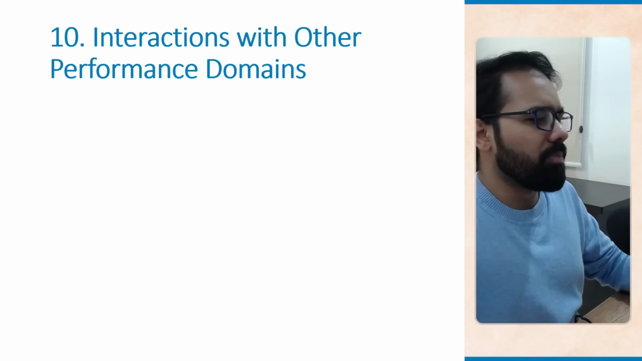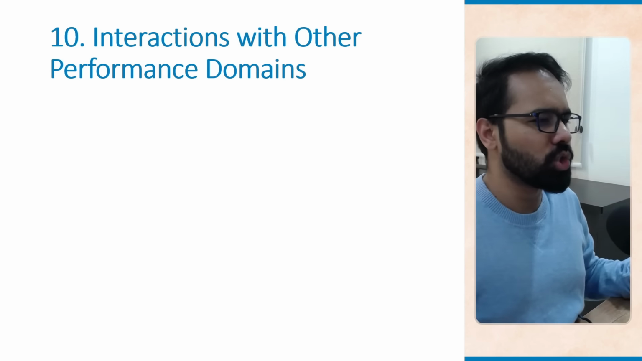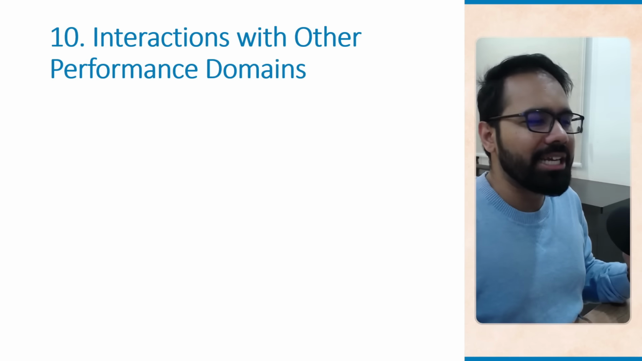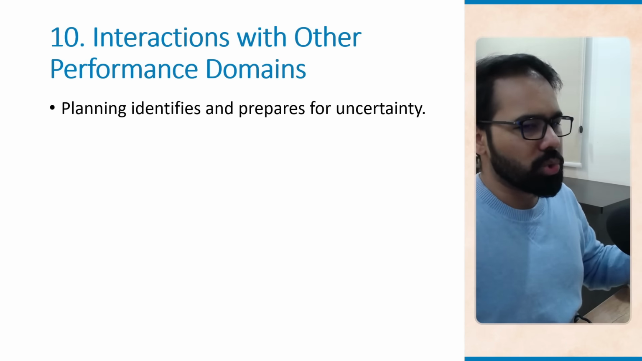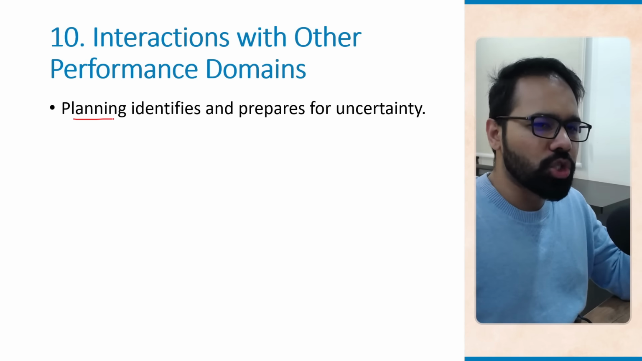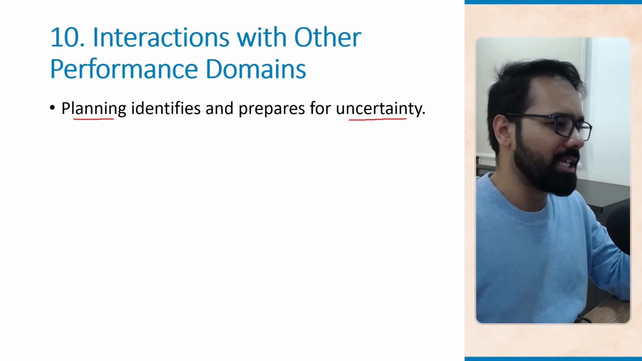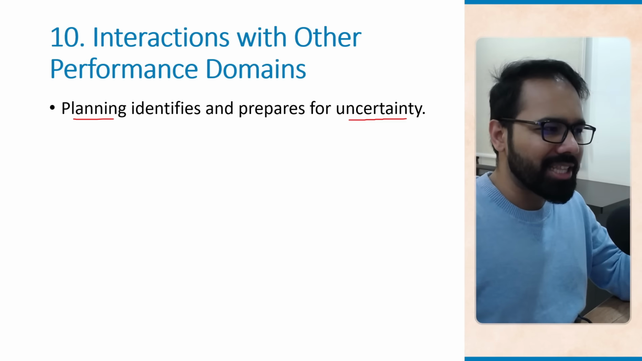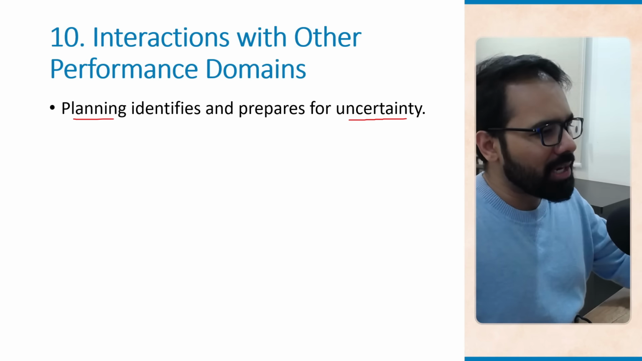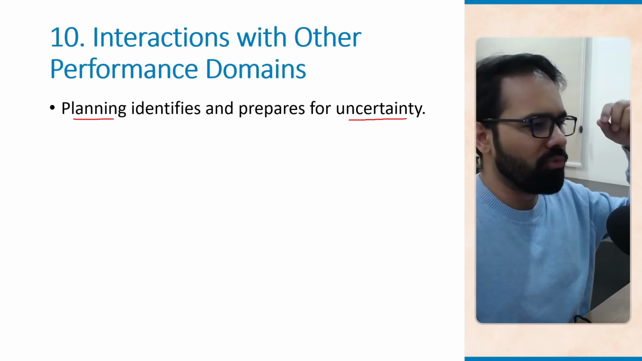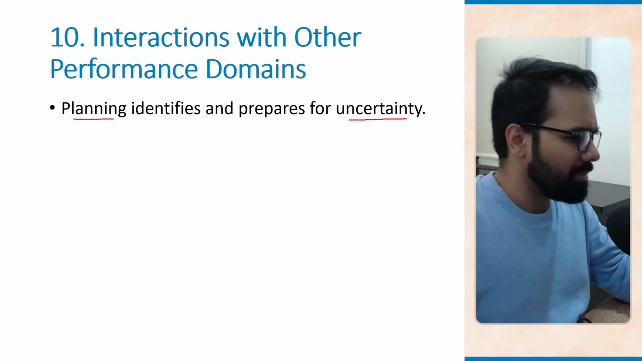Interactions with other performance domains. All the performance domains that we have discussed so far, right? They all interact with each other. They don't work in silos. So you have the planning performance domain, which identifies and prepares for uncertainty. The better your plan, the lesser the uncertainty, right? So planning identifies and prepares for uncertainty through forecasting, through setting reserves, and scenario planning maybe.